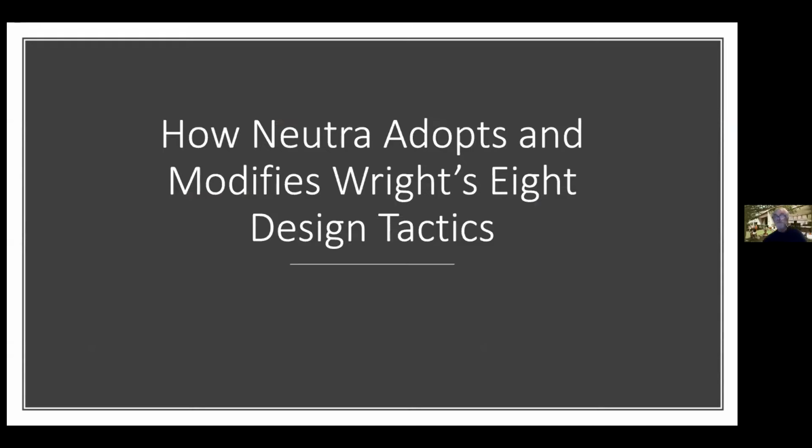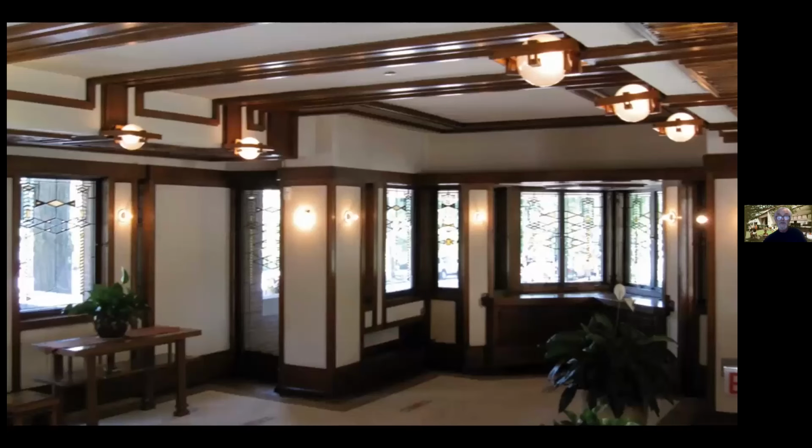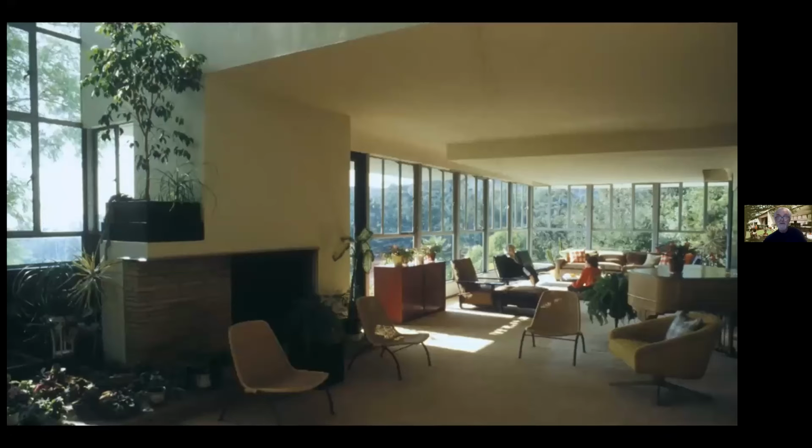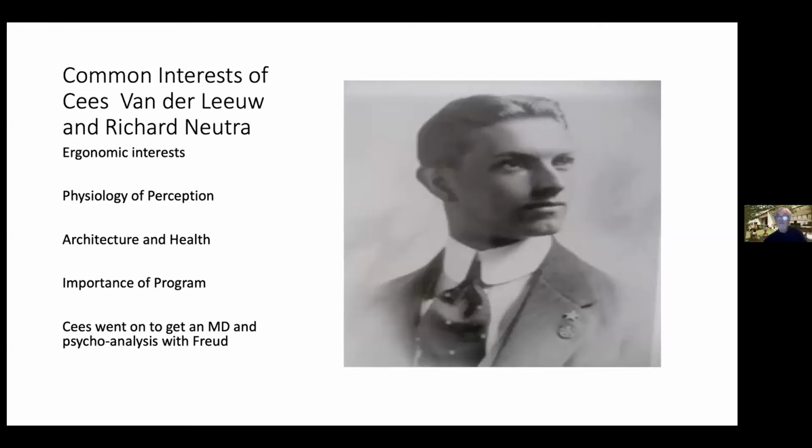So my father then returned to Los Angeles and gradually began to receive commissions and apply Wright's design tactics to his own work. So with regard to the open plan, here we have the Roby House, and here we have the Lovell Health House with its open plan. Van der Leeuw in 1931 visited Los Angeles, and because he shared my father's ergonomic interests, the physiology of perception, architecture and health, the importance of program, they really hit it off.